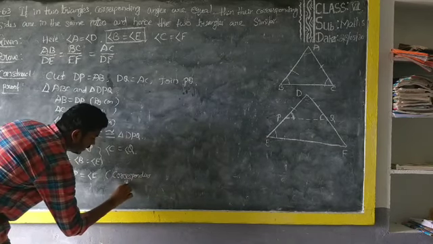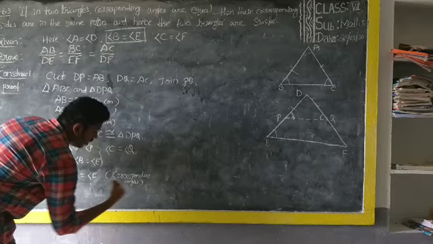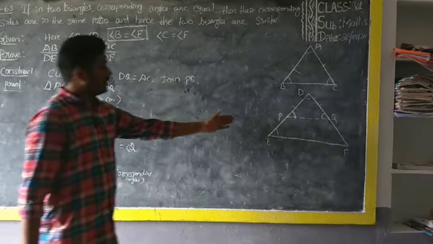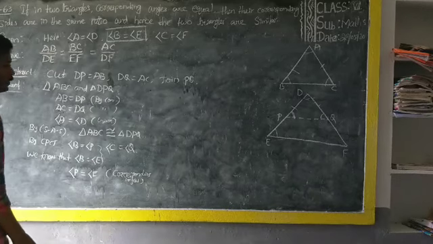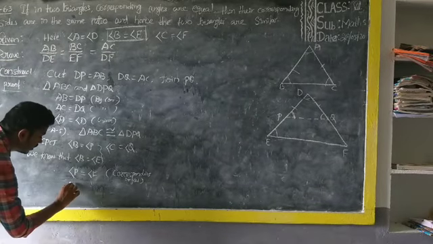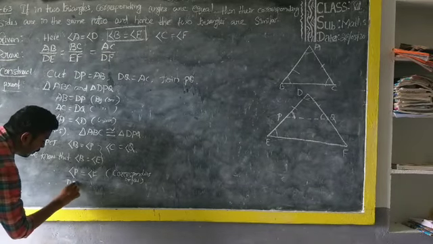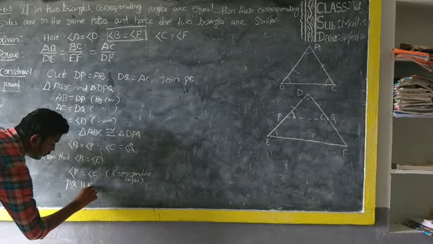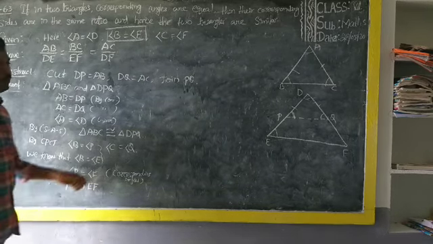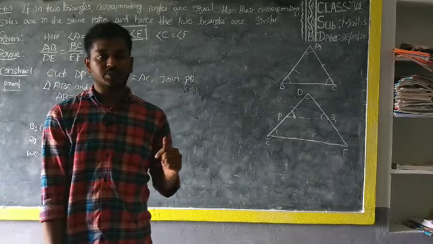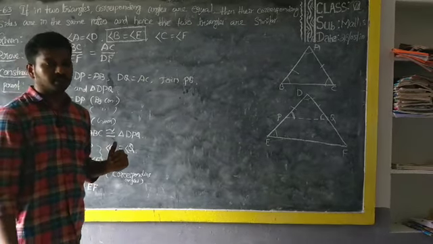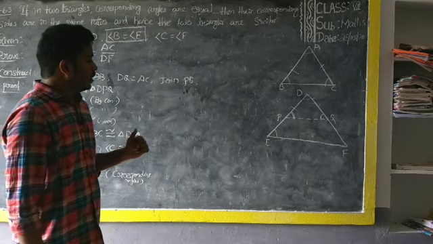Corresponding angles. If two corresponding angles are equal, then the two lines are called parallel. So I can write here PQ parallel EF. Therefore, PQ parallel EF. Okay, what is theorem 6.1? BPT theorem, the basic proportionality theorem.